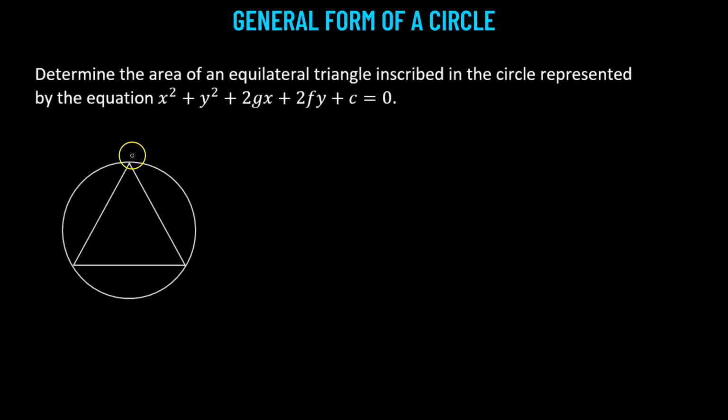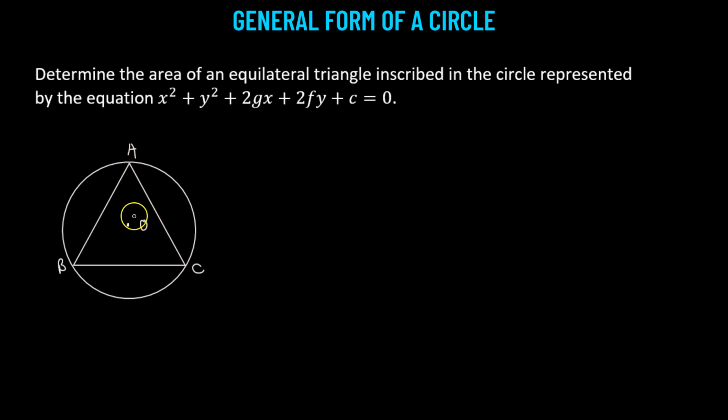Let us suppose we have an equilateral triangle with vertices given by A, B, and C. This equilateral triangle is inscribed in a circle whose center is O. Now, we need to find out the area of this particular equilateral triangle. So what do we do? In order to find the area of the triangle, we'll need the length of the base, which is BC, and we'll also need the length of the altitude.